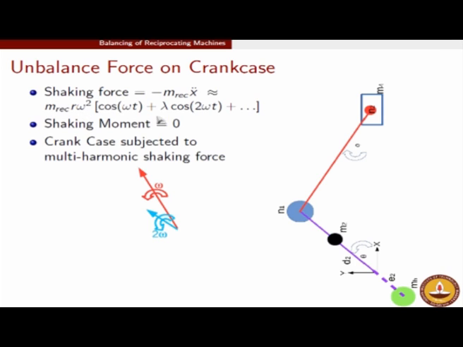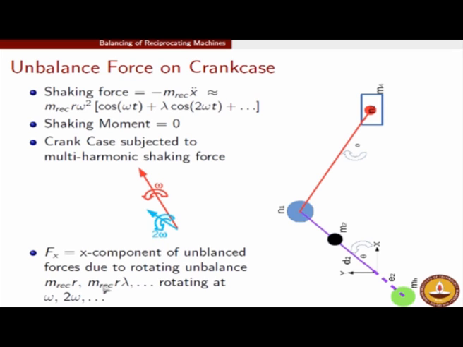Similarly, m_rec r times lambda can be construed as a rotating unbalance rotating at 2 omega. So this time there has to be a by 4 factor, because when you put 2 omega whole square you get a 4. So that is a rotating unbalance with 4. So the x component Fx is the x component of the unbalanced force due to rotating unbalance with m_rec r rotating at omega and m_rec r lambda by 4 rotating at 2 omega. So I have missed out that by 4 factor in the slide.